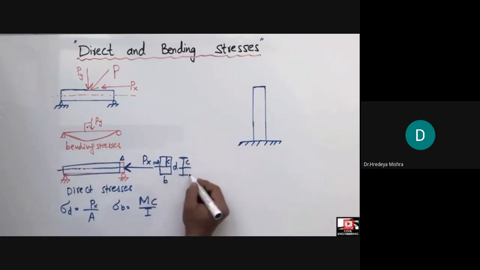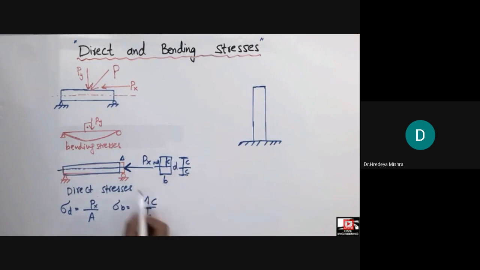We call this distance c, and I is the moment of inertia. You can find the moment of inertia according to the geometry of the beam. So by plugging in all these values, you can find the bending stresses in a beam. So the two main types of stresses can be found by these two formulas. One is called the direct stress and one is called the bending stress.